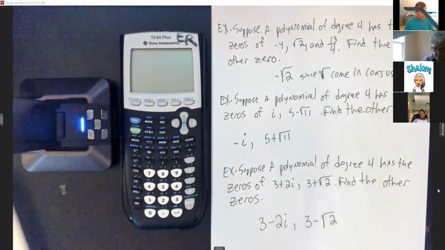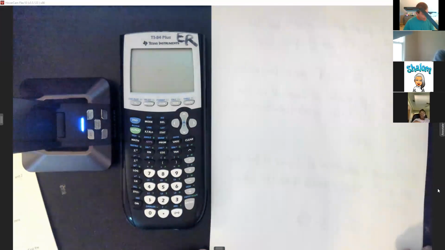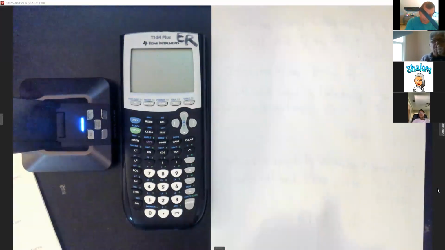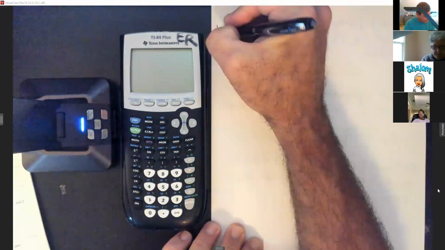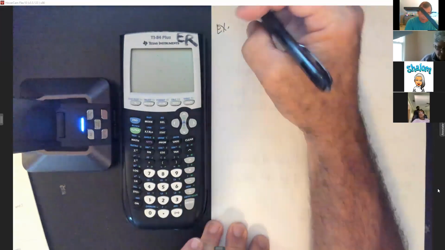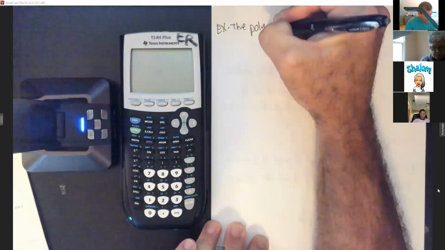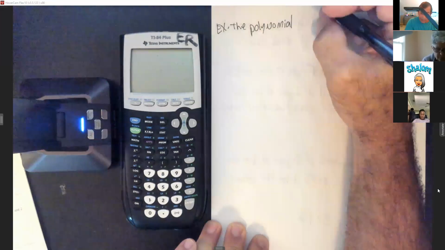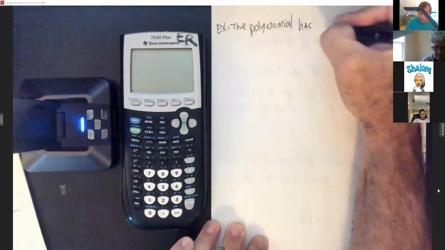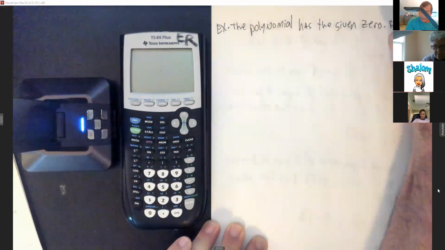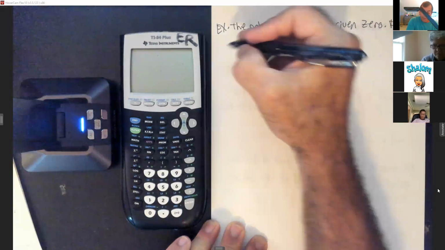Alrighty, y'all, so the next problem is going to be a little deeper. So we got two where we got to find zeros, it looks like. The polynomial has the given zero. They want me to find the other zeros.